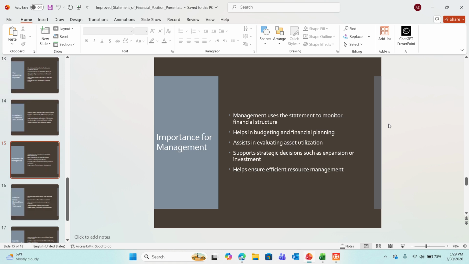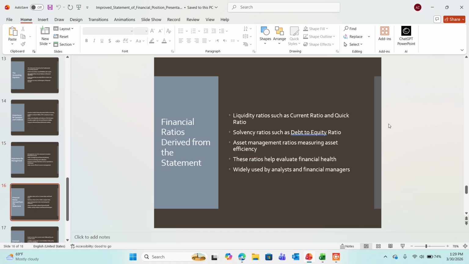Importance for management. Management uses the statement for internal decision making. It helps in planning budgets and allocating resources efficiently, assists in evaluating financial performance over time, and supports strategic decisions such as expansion or cost control. It helps in budgeting and financial planning, assists in evaluating asset valuation, and helps ensure efficient resource management.